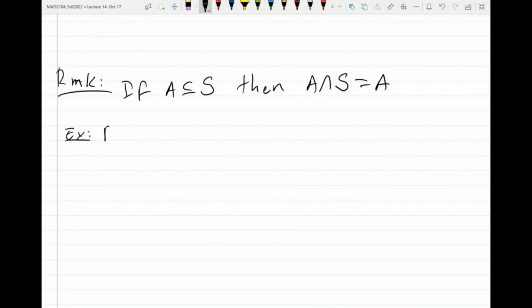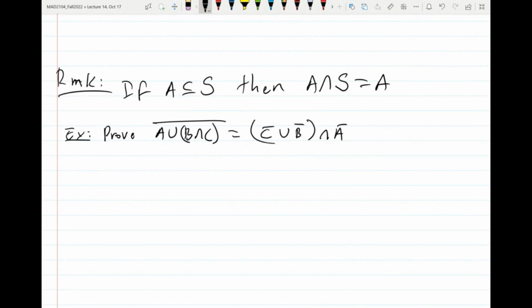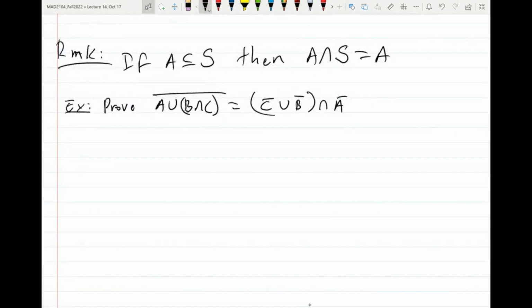One example. Proof. Let's say I want to show that the complement of A union B intersection C equals C complement union B complement intersection A complement. You could try to do this element-wise, starting with an element on the left, showing that it's on the right, then the other way around, and that will be very long. Now you can just use the rules that we have to quickly do this.